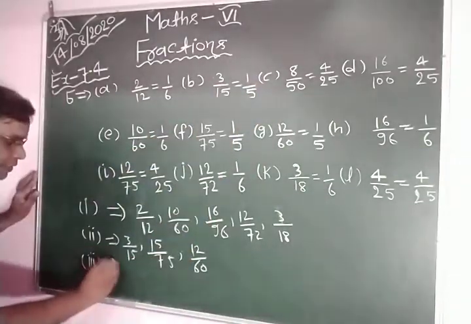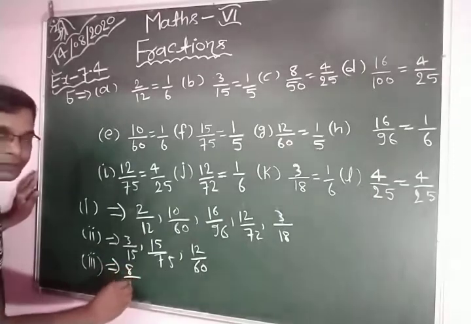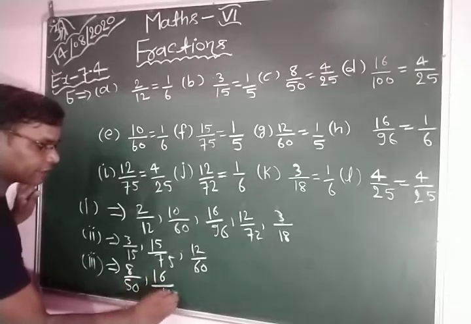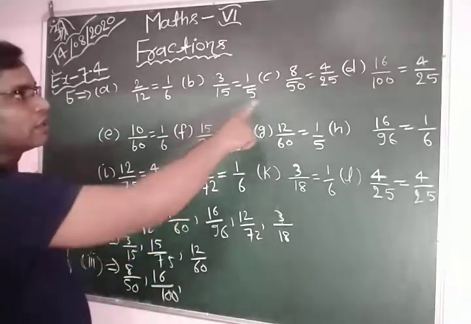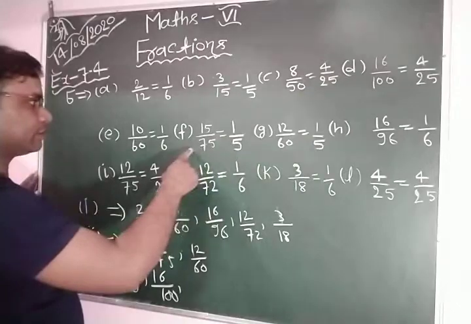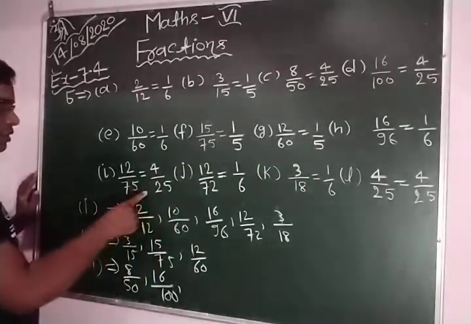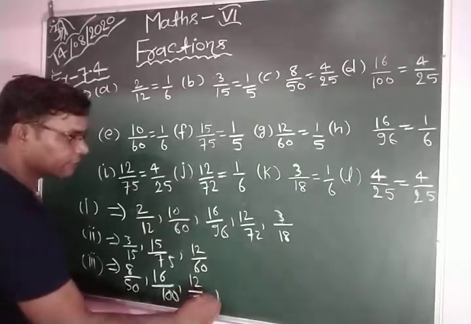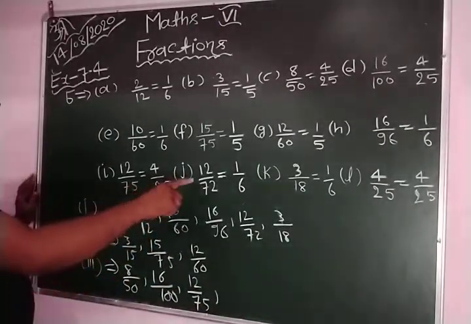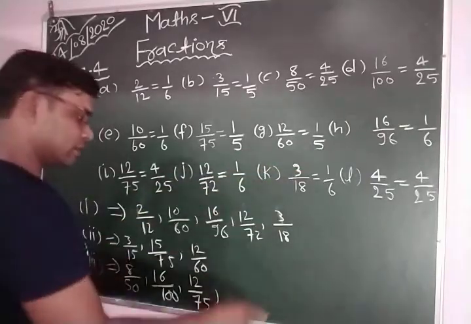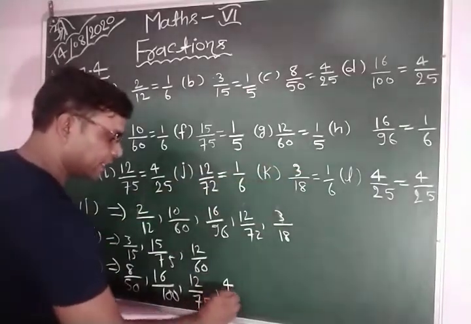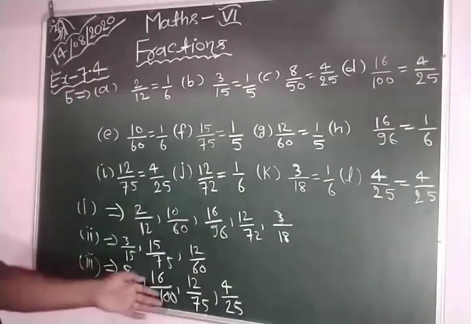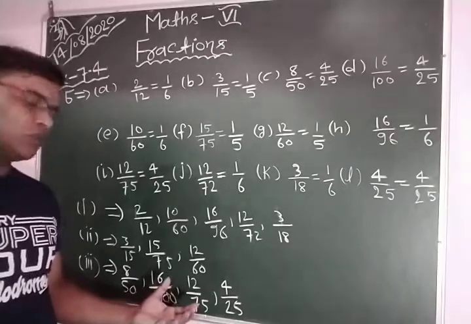So first we write 8 by 50, 16 by 100. Okay. And the next is 12 by 75. Okay. And the 4 by 25. 4 by 25 are in the same group. They are equivalent to 4 by 25.